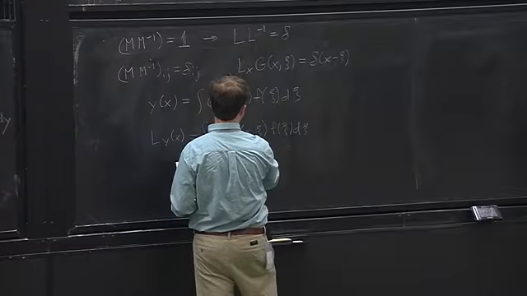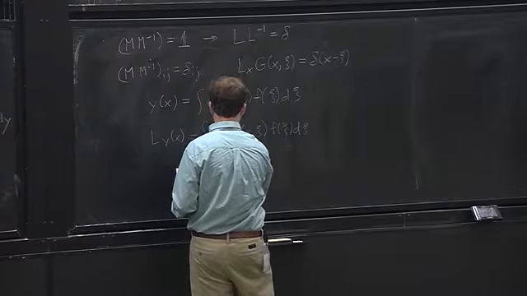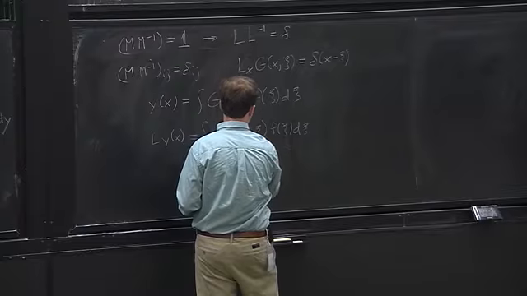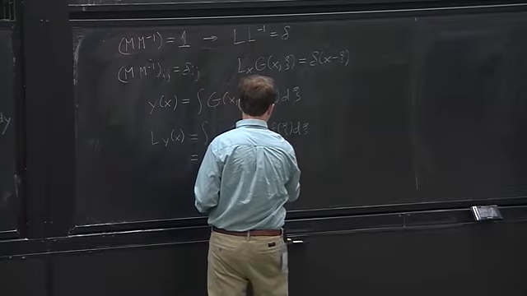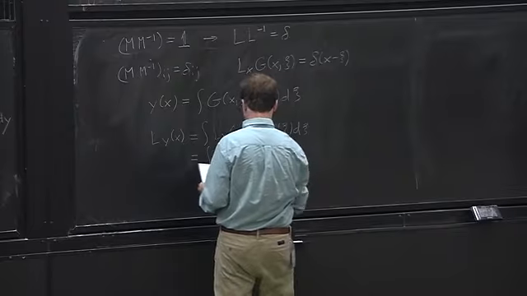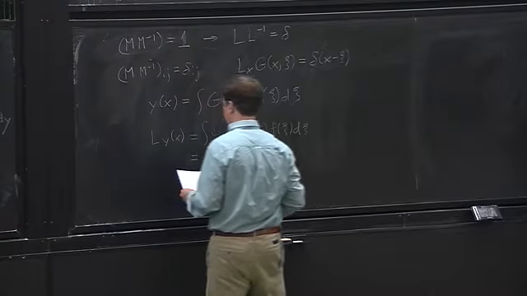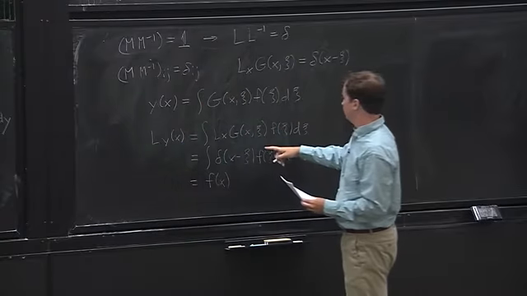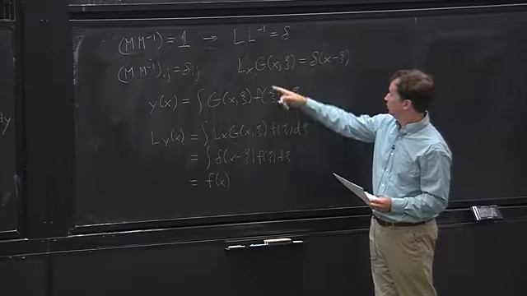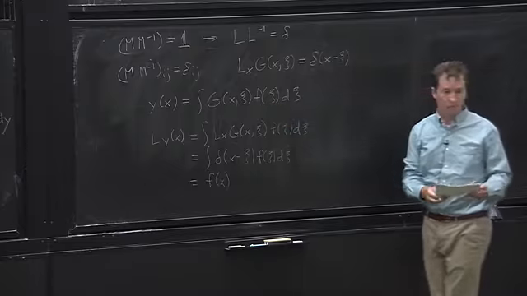So this, by assumption, is delta. So we get delta of x minus c, f of c dc, which is f of x. So this works if the Green's function solves that.